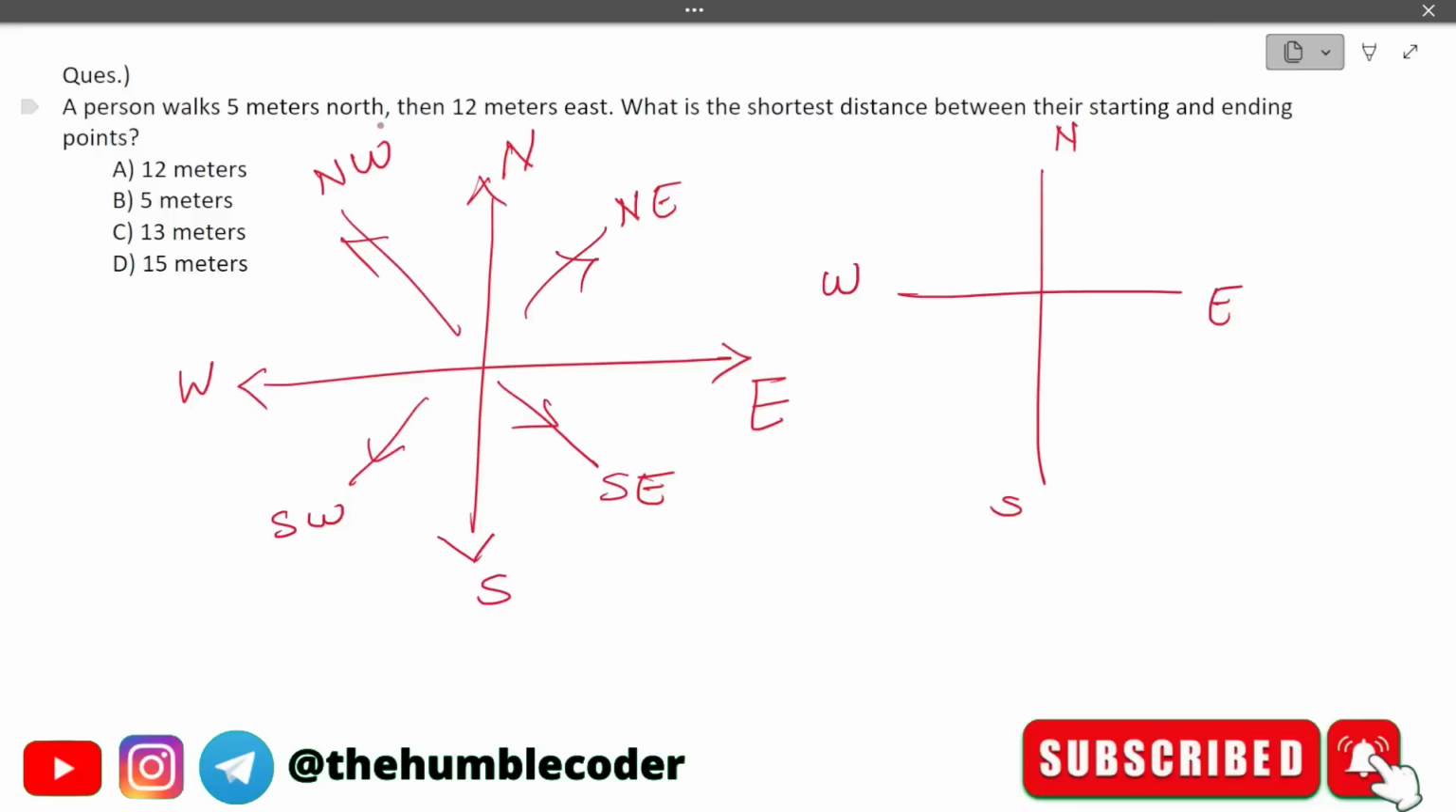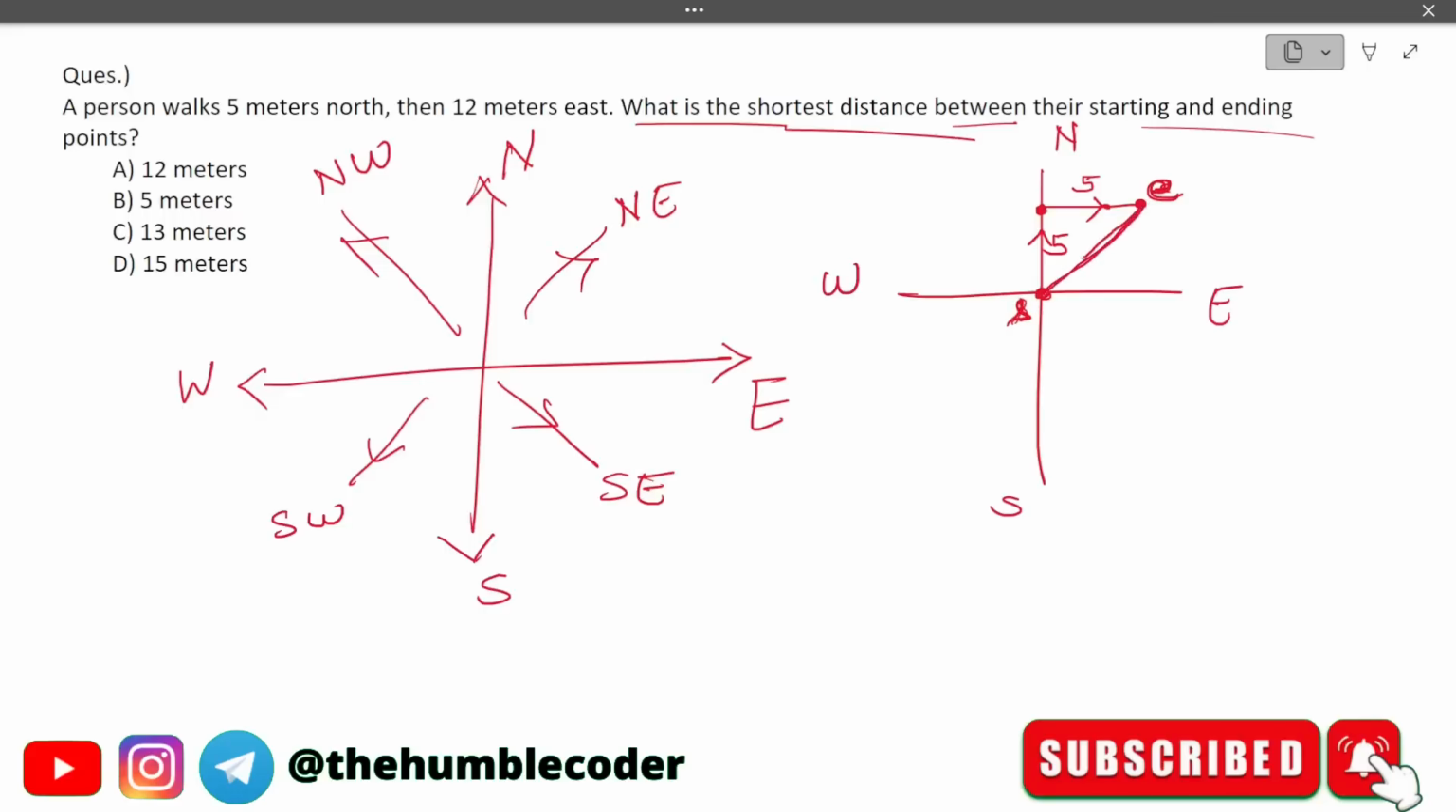A person walks 5 meters towards the north. So a person was standing here, and they walk in this direction 5 meters, and then they walked further 5 meters towards the east, which means they are now here. Now what is asked to us, what is the shortest distance between their starting point and their ending point? So their ending point is here. Okay, I will mark it as E. The starting point is here. I will mark it as S. We have to find out this distance.